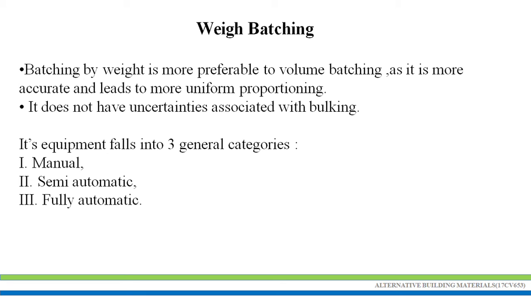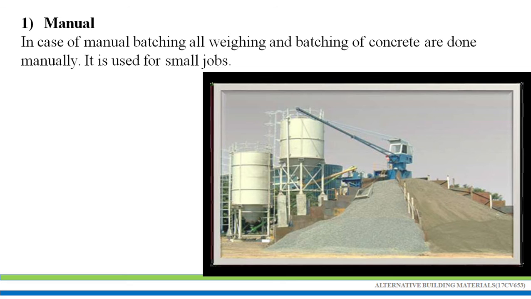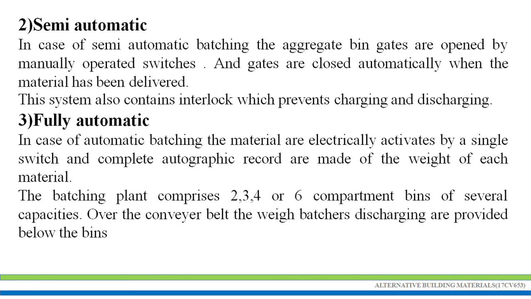The equipment used for batching of concrete may be manual, semi-automatic or fully automatic. Manual means all the weighing of the fine and coarse aggregate is done manually. It is mainly used for small jobs. It is not used for bigger jobs because it is not possible to handle a large quantity of material without equipment. It will take more time. So that is called manual. It is only used for small jobs.